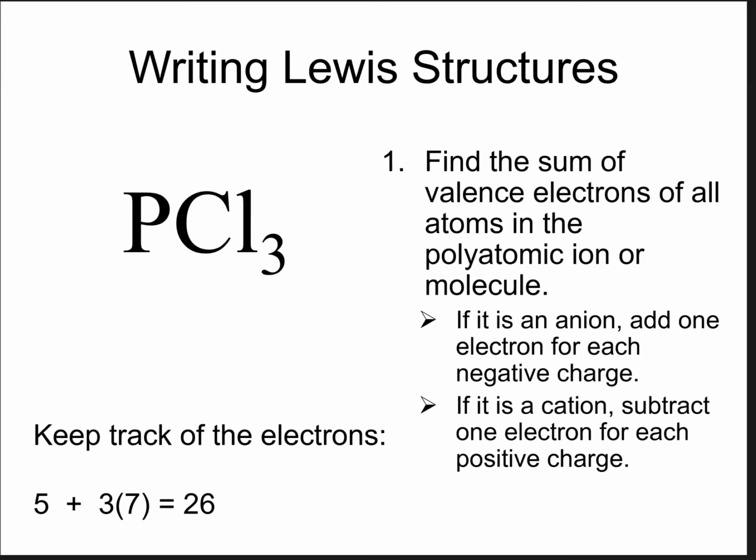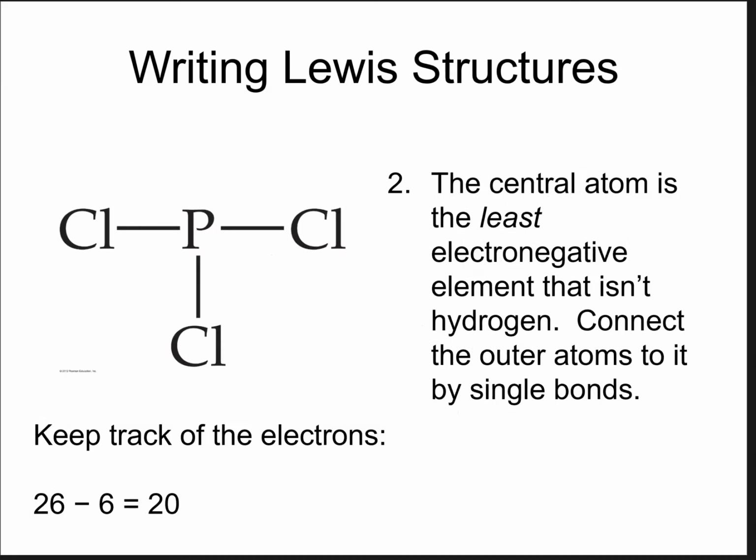Now, when picking out an atom to draw, we first have to ask ourselves, what's the central atom going to be? The central atom is going to be the least electronegative element present, with the exception of hydrogen. Hydrogen can never be a central atom, and we'll see the reasons why later. After that, we connect each atom to the central atom by using a line. Each line represents 2 electrons. So here we've got 3 lines, so we've used 6 electrons total of our 26. That means we have 20 electrons left to place.